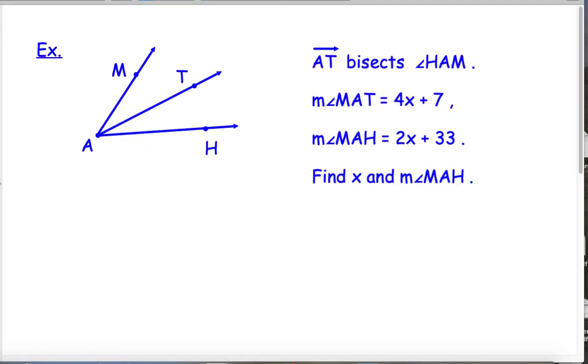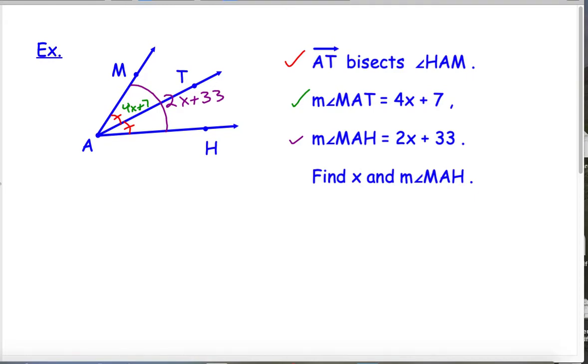All right, let's look at one more example. AT bisects angle HAM. So let's mark what that means. That means this angle here equals this angle here. Then the measure of angle MAT is 4x plus 7. So I'm going to label this 4x plus 7. Check. The measure of angle MAH, this is different. MAH, that's the whole thing, is 2x plus 33. Okay. Find x and then find MAH.